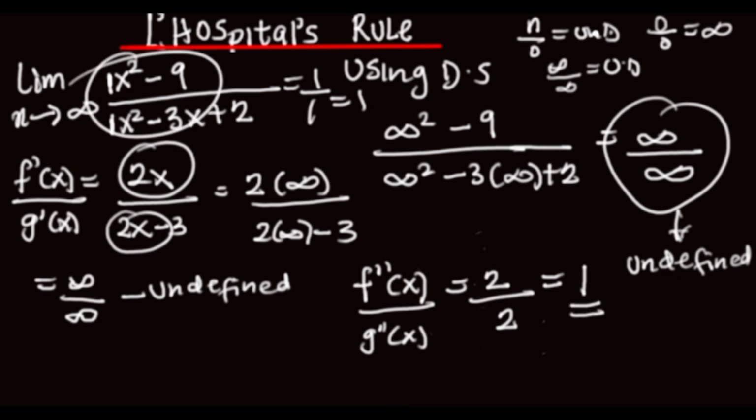So this is now a limit for this function. So there exists a limit for the function x squared minus 9 divided by x squared minus 3x plus 2 as x tends to infinity, and the limit is actually 1. So that's basically what it means, and that's just about this video.